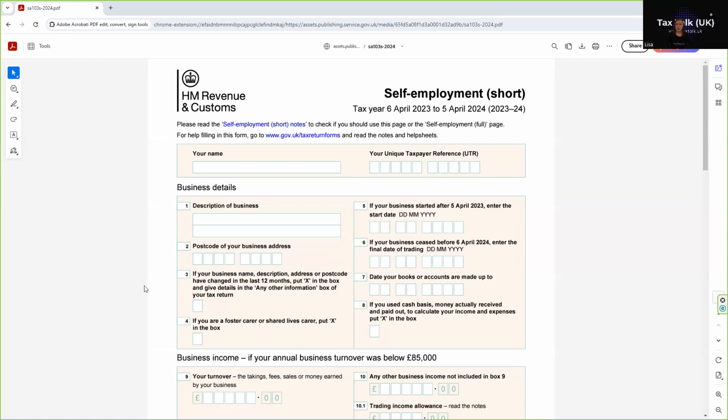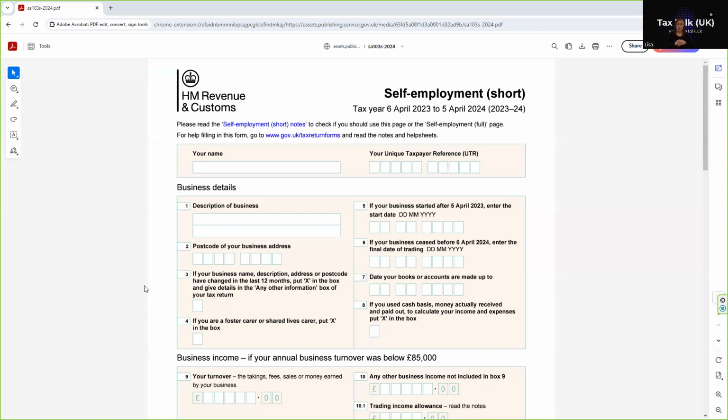So when you get to the self-employment section to complete, initially you'll be putting a description of the business. This is just a really basic sentence of what your business does, what you're doing, and what industry you're in, just a brief explanation.